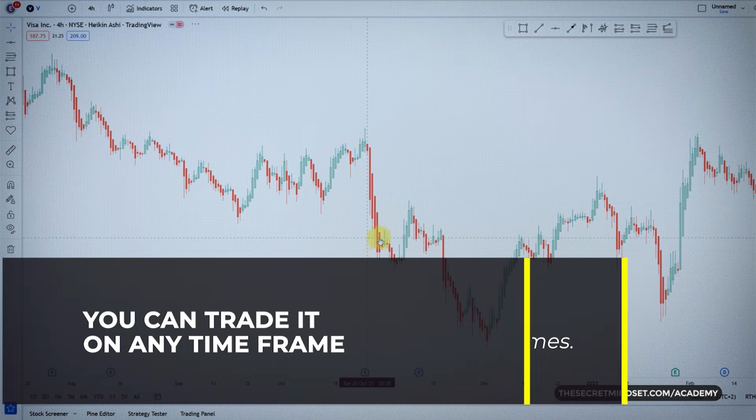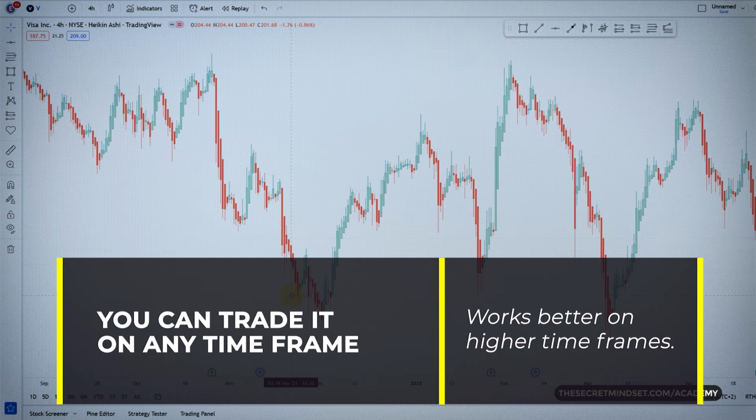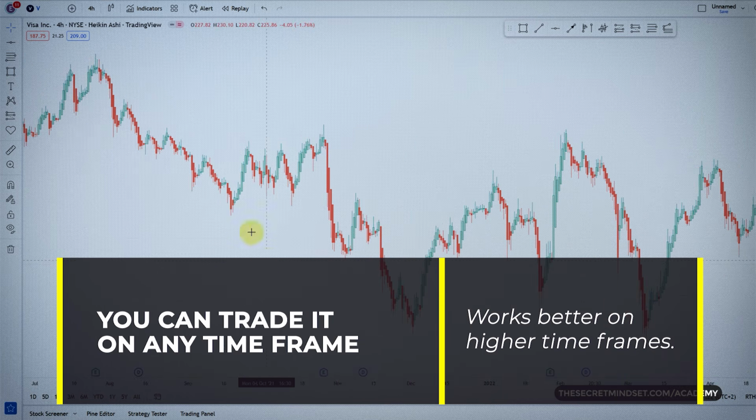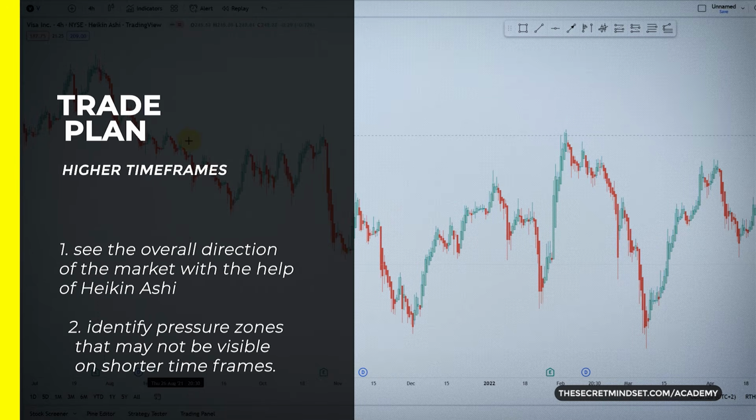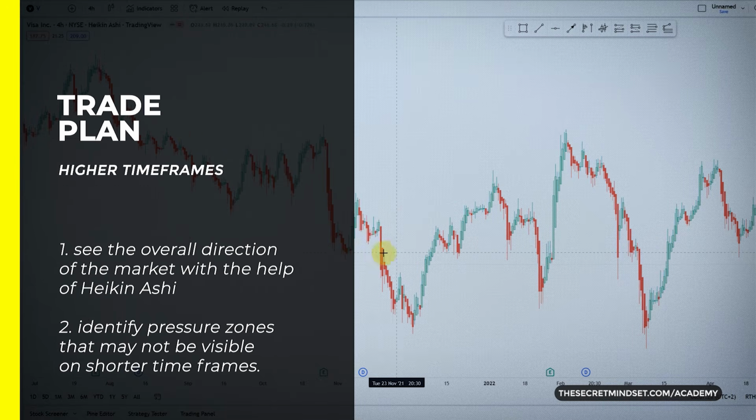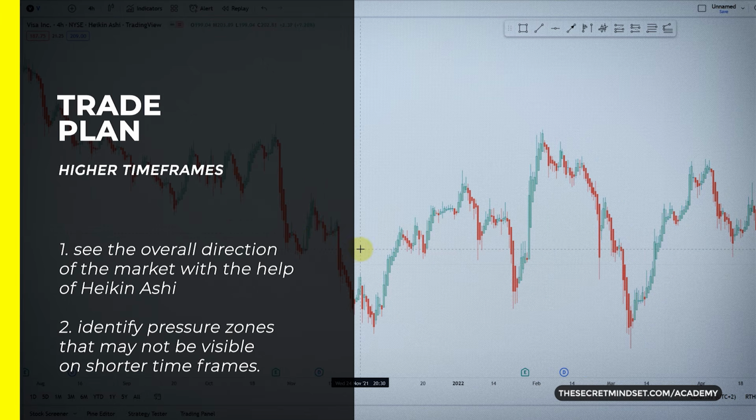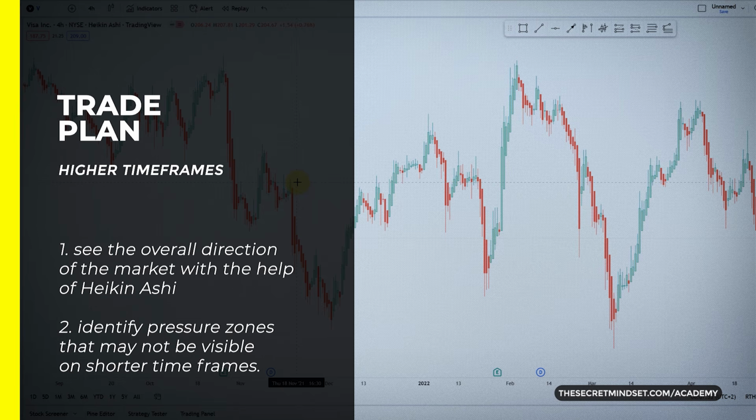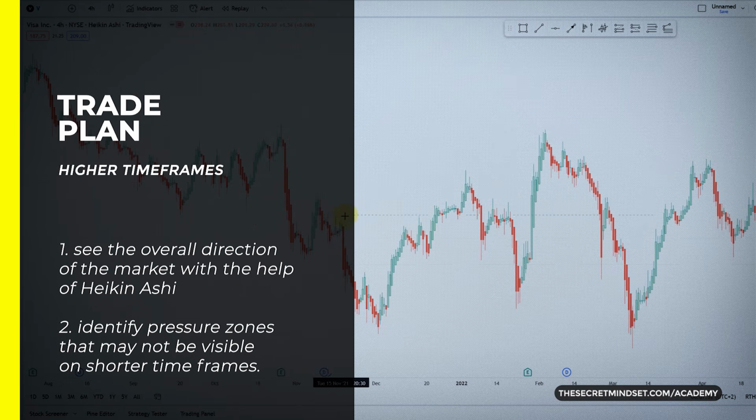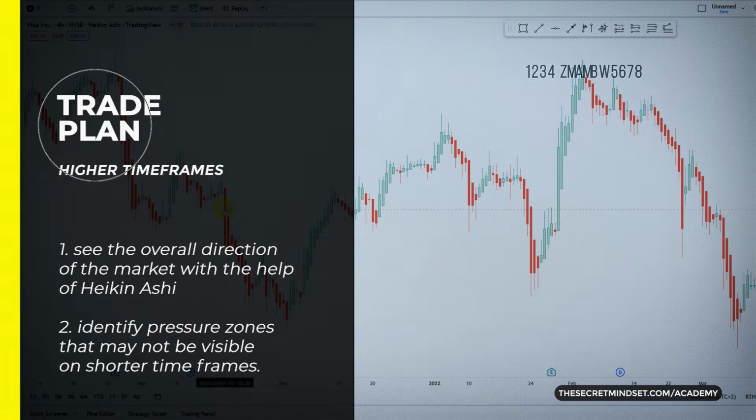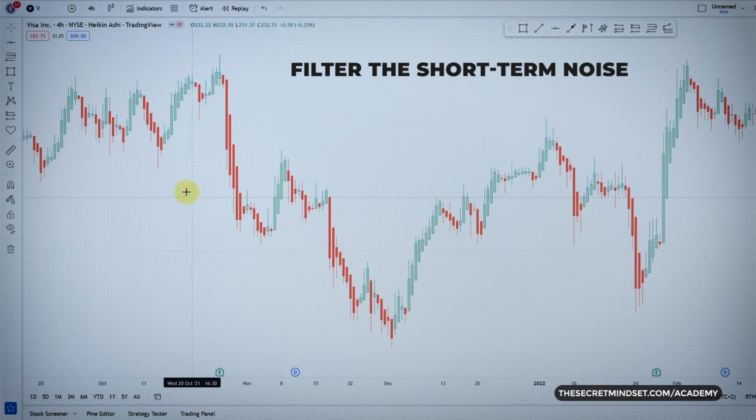This strategy is quite versatile, and you can trade it on any time frame. I must say, I prefer it on higher time frames. By looking at higher time frames, you can get a sense of the overall direction of the market with the help of Heikin-Ashi, and at the same time, you identify pressure zones that may not be visible on shorter time frames. One of the main benefits of using higher time frames for finding pressure zones is that they can help you to filter out the short-term noise.